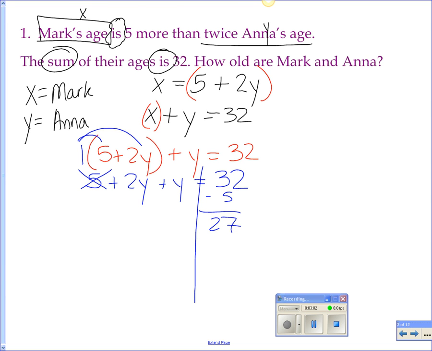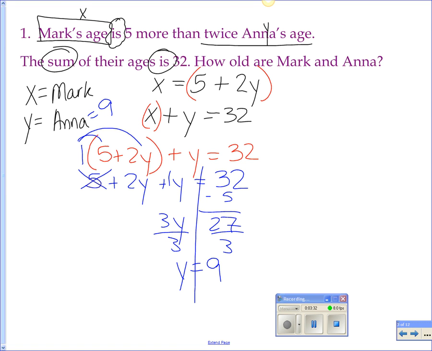What else do I do up here? What do I do with 2y plus y? Which gives you what? What do I do next? Good. So I get y equals 9. So that means Anna is 9 years old.